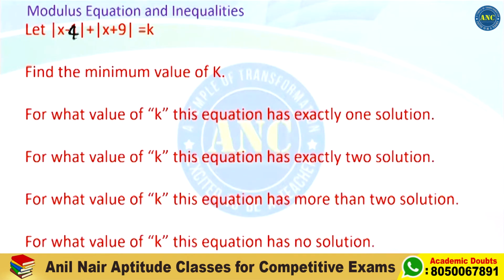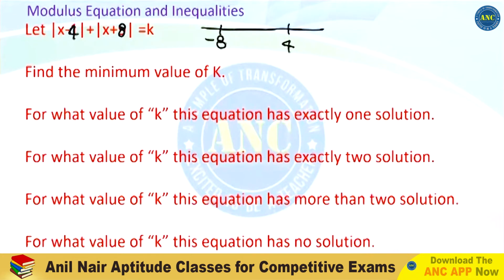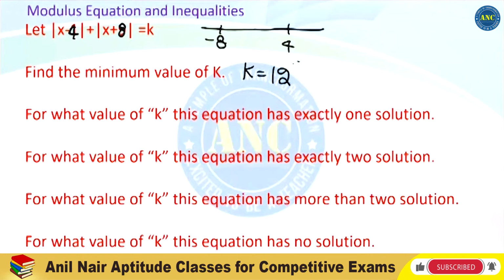|x - 4| + |x + 8|. Solve the question: |x - 4| + |x + 8|. x is at the point -8, and x is at the point 4. From -8 to 4, the minimum value of k is 12.